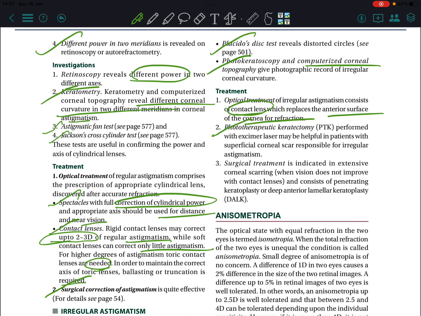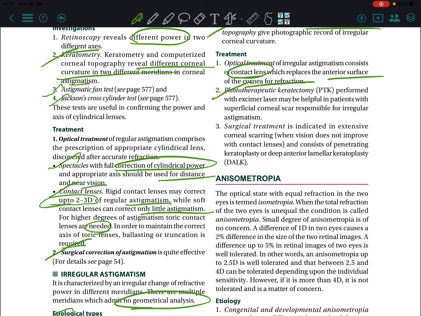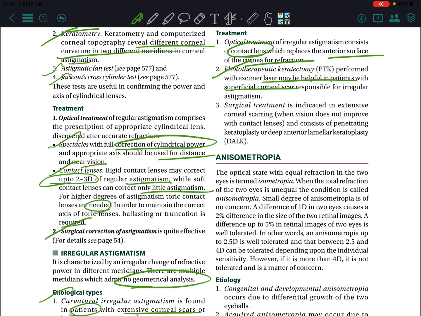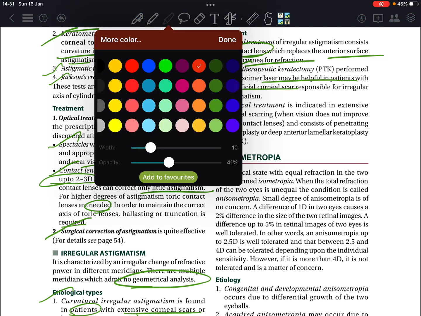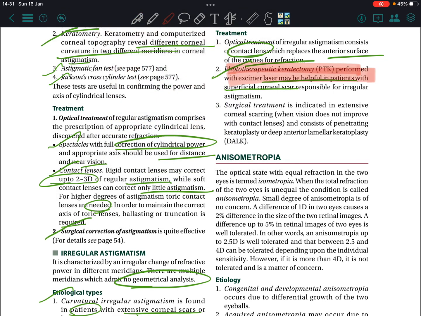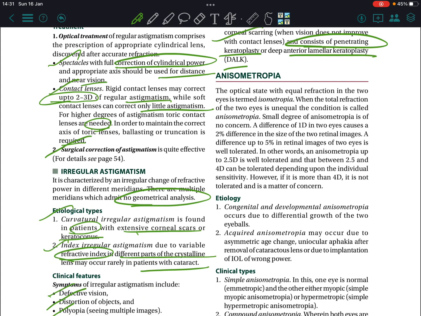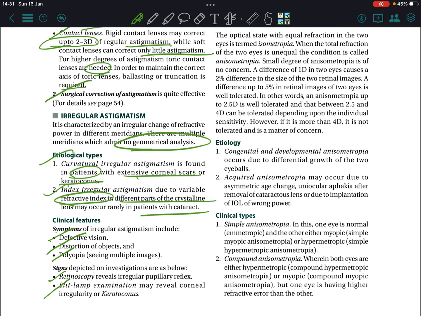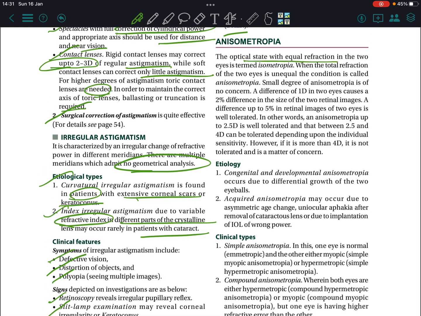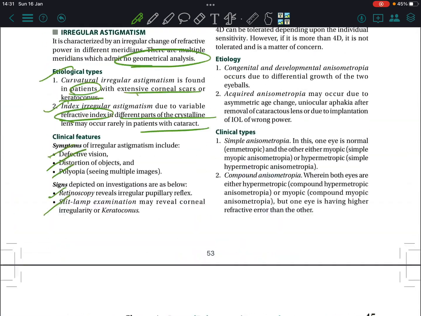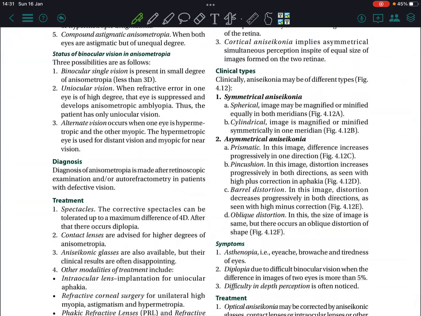Phototherapeutic keratectomy performed with excimer laser may be helpful in patients with superficial corneal scar. Surgical treatment is indicated in extensive corneal scarring, and consists of penetrating keratoplasty or deep anterior lamellar keratoplasty, DALK. Optical state with equal refraction in two eyes is known as isometropia.